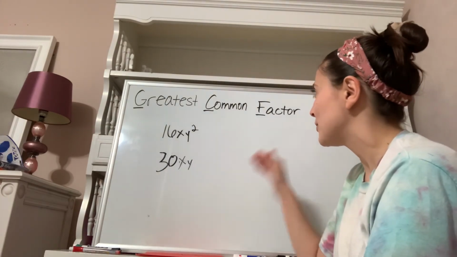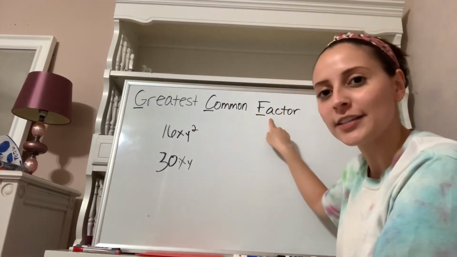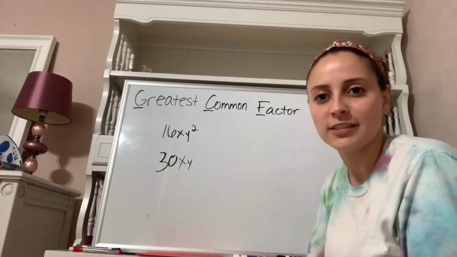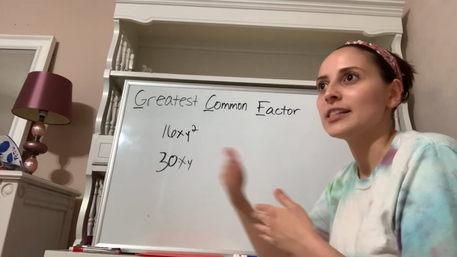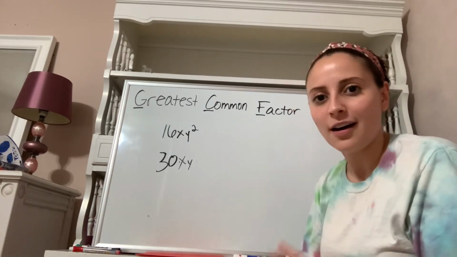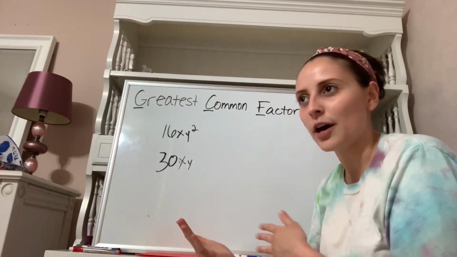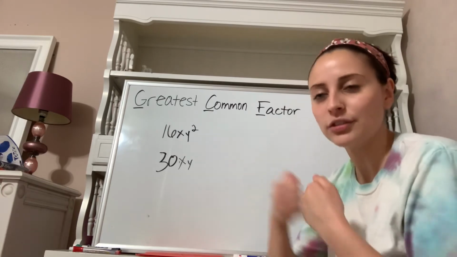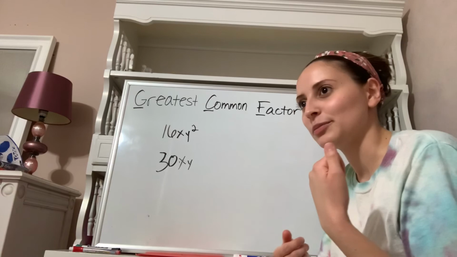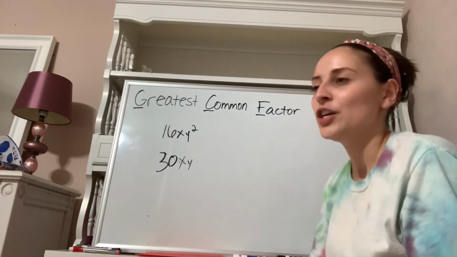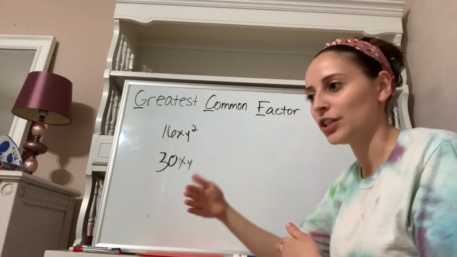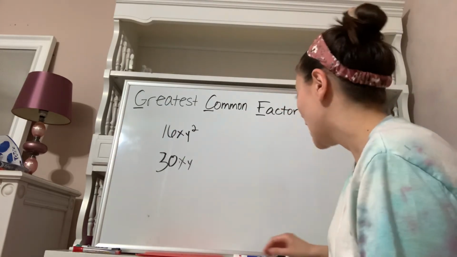So to remind you, a factor is any number that's being used in multiplication to get to another number, or a number that is evenly divided into another number. So for example, 2 is a factor of 4 because you can multiply 2 times 2 to get 4. And 4 is a factor of 8 because you can multiply 2 times 4 to get 8. So a factor is a number that can be used in multiplication to get another number.